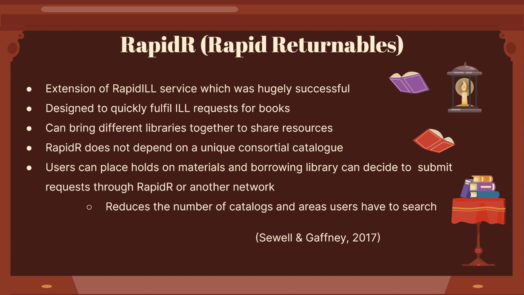One model that I would like to highlight today is RapidR. It's called Rapid Returnables. It is an extension of Rapid ILL service, which was hugely successful. It was designed to quickly fulfill ILL requests for books, and it can bring different libraries together to share resources. RapidR does not depend on a unique consortial catalog, and users can place holds on materials, and borrowing libraries can decide to submit requests through RapidR or another network. As such, it reduces the number of catalogs and areas users have to search.